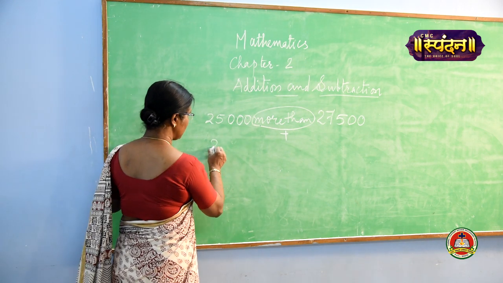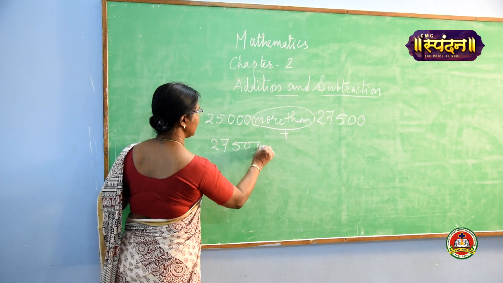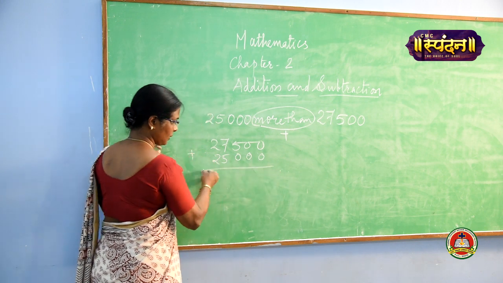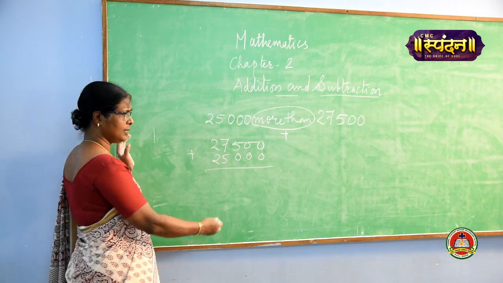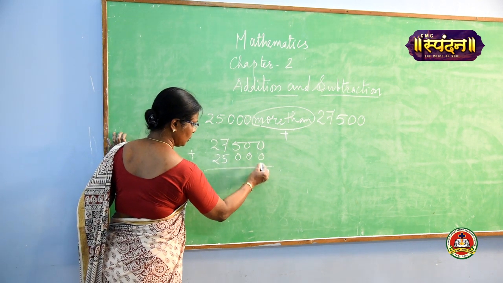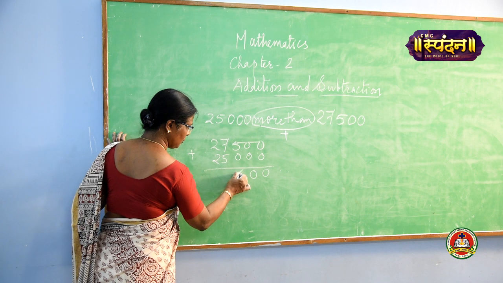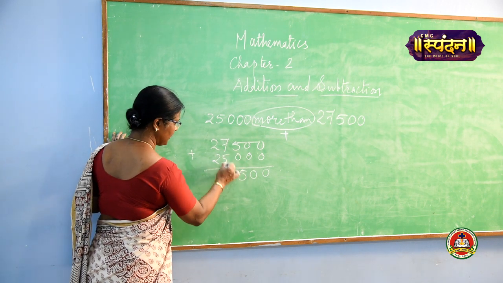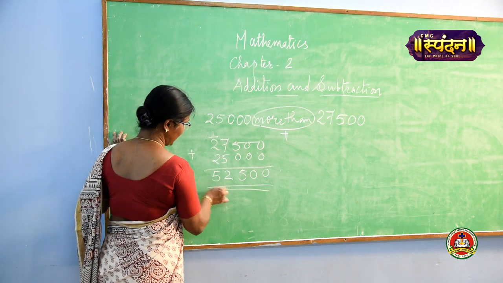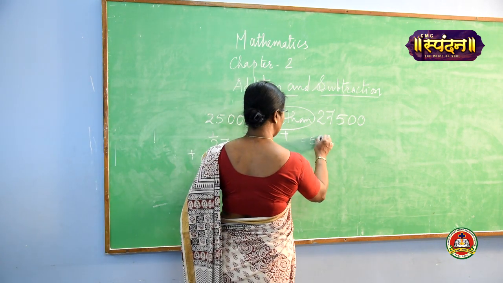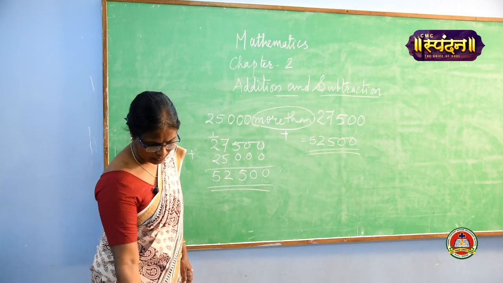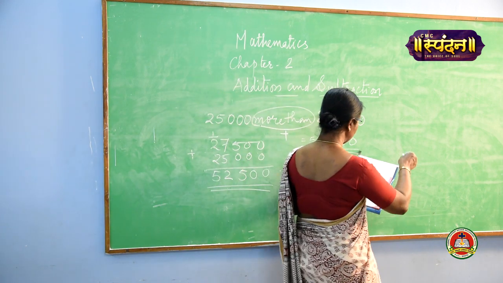So 27,500 plus 25,000. Here also if you are writing it in a vertical way, start from the ones place: 0, 0, 0, 5, 2. Add it now. 0 plus 0, 0, 5 plus 0, 5, 7 plus 5, 12, carry over 1, 2 plus 2 is 4, 4 plus 1 is 5. So in this way you get the answer 52,500.